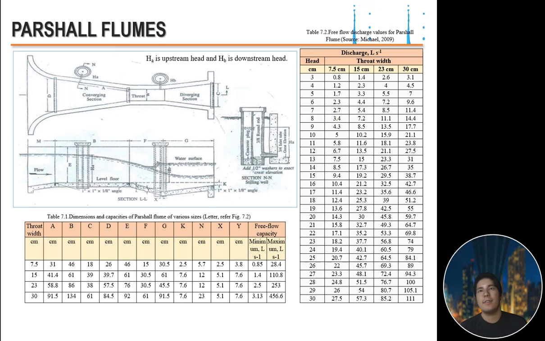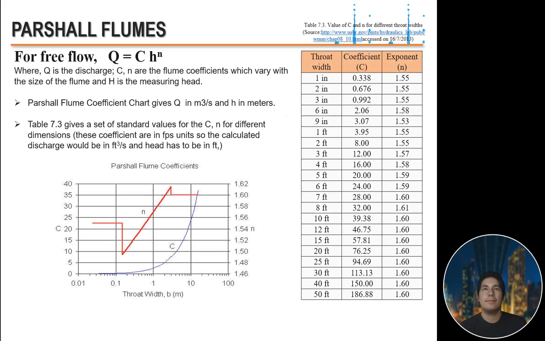So may chart tayo for partial flumes. So for free flow, bali yung Q is equal to C multiplied by H raised to the power of N. Yung Q is the discharge. Yung C and N are flume coefficients which vary with the size of the flume, and H is the measuring head. No? Partial flume coefficient chart gives Q in cubic meters per second and H in meters. So ito yung partial flume coefficient.